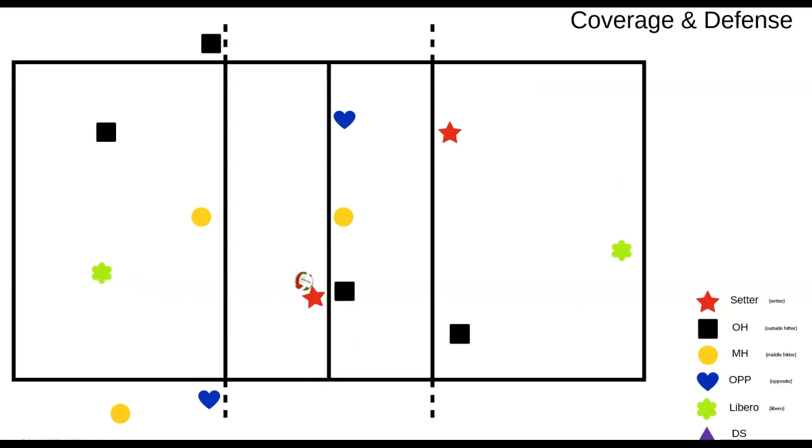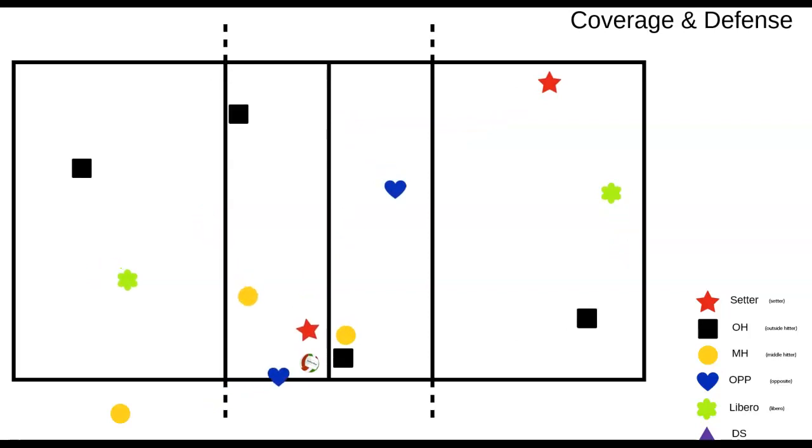All right, this time watch coverage on that right side. Set. Okay, so on this one, our setter back set, so she immediately turns around and follows the ball and gets low. Our right side, our opposite, after she hits, will get low to cover. Next, our middle comes in and she gets close. She's our second line of defense.